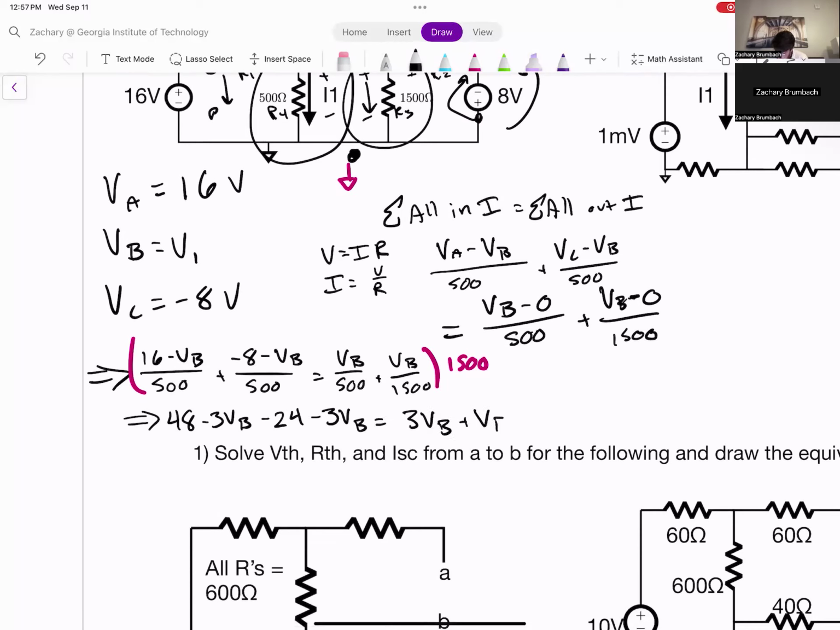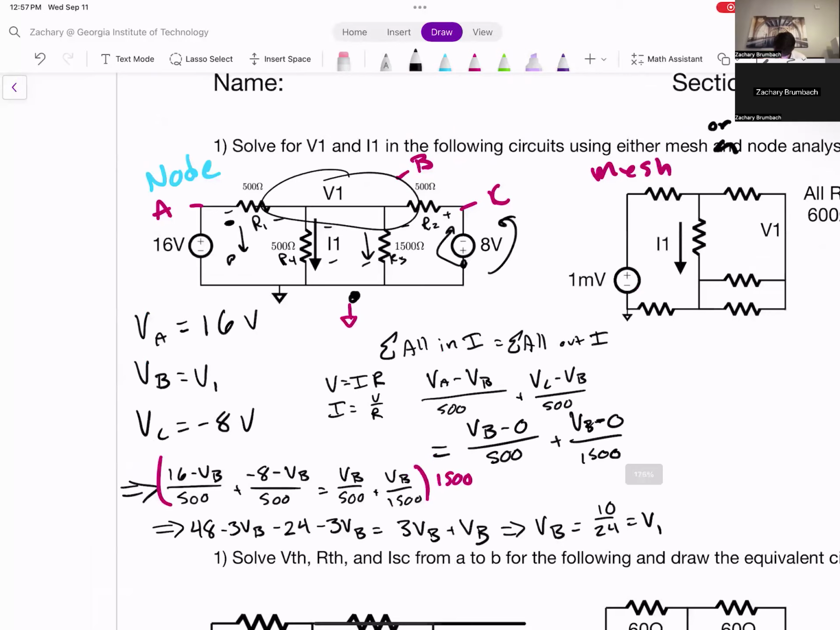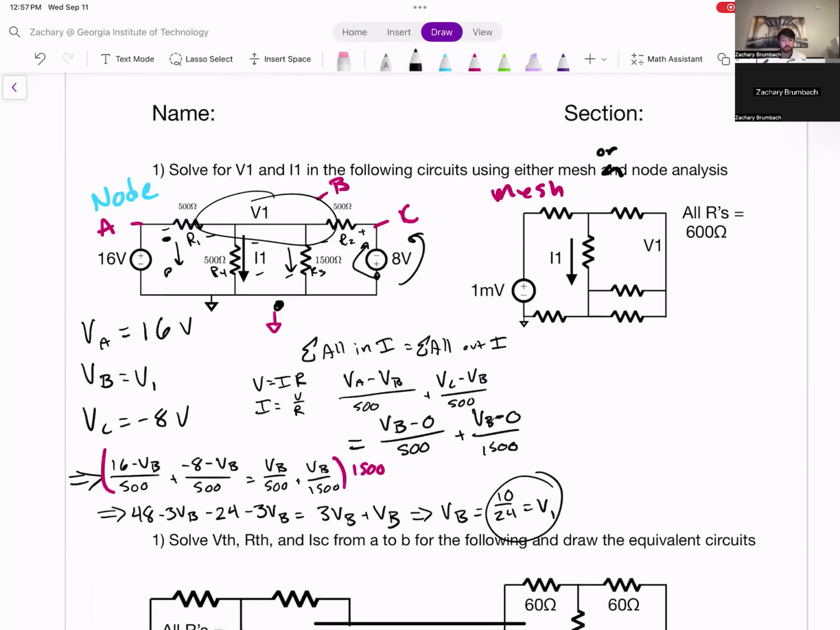And from here, we solve this to get VB is equal to 10/24, okay? And this is equal to my V1, because up here, if we look back at the question, we specified V1 to be the voltage at this node. That's what we were looking for in the first place, right? So we have V1. Great.